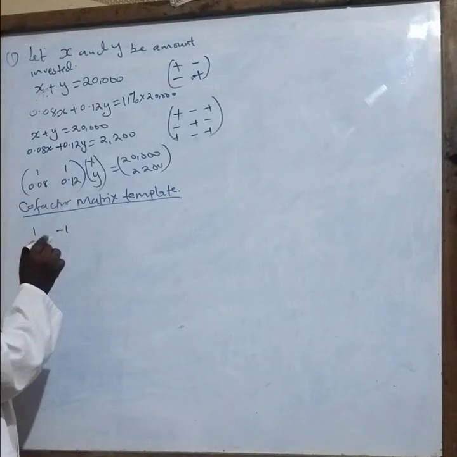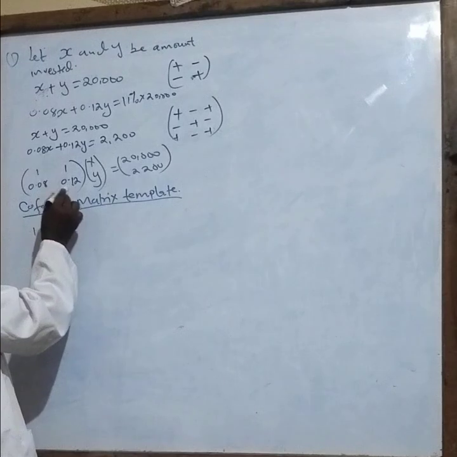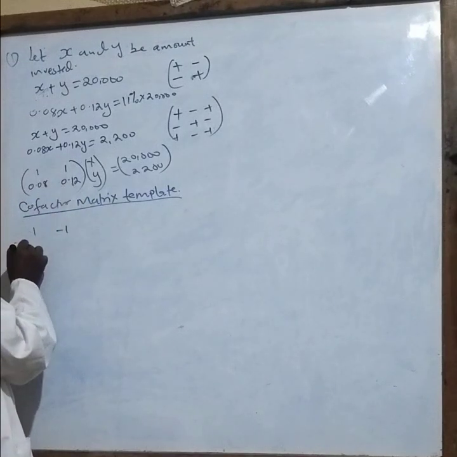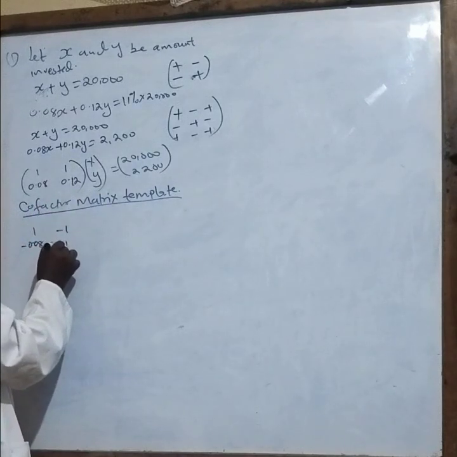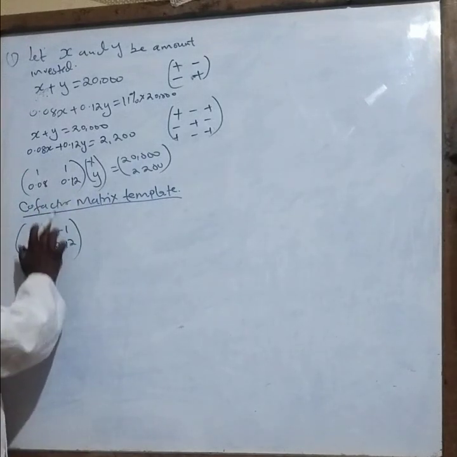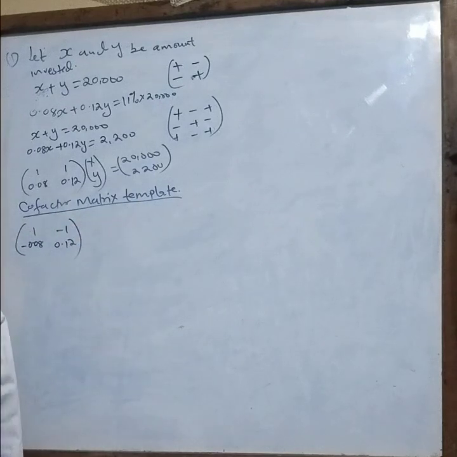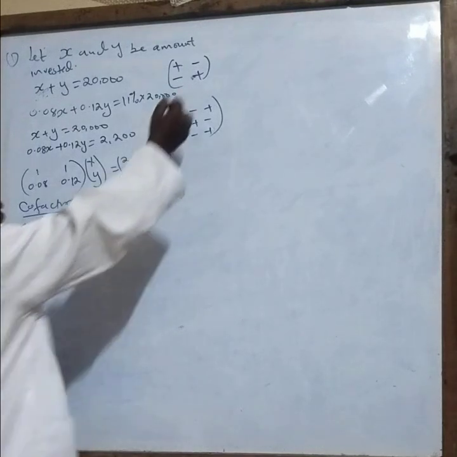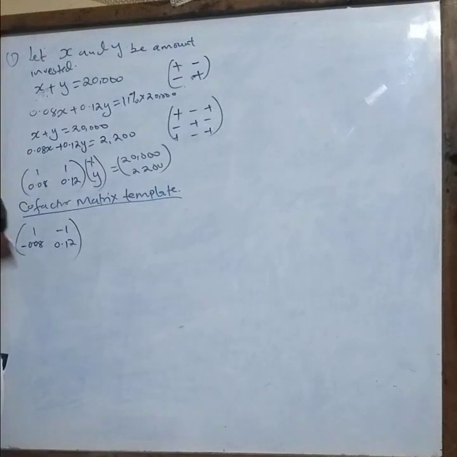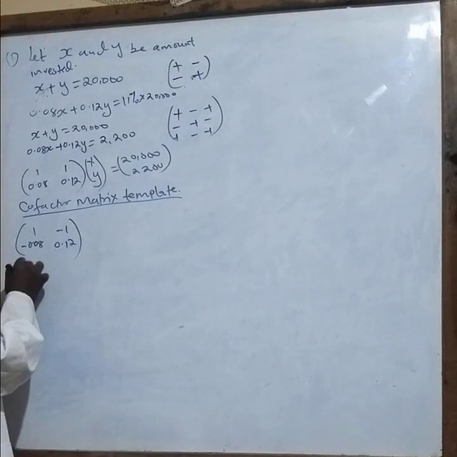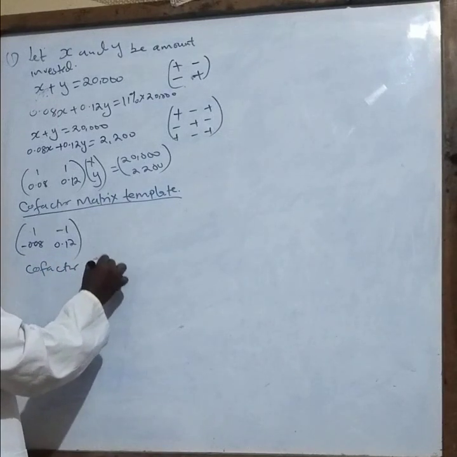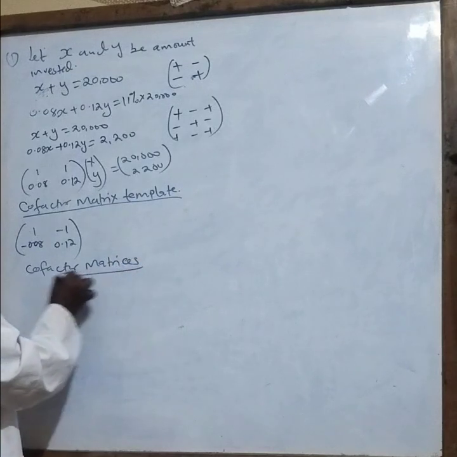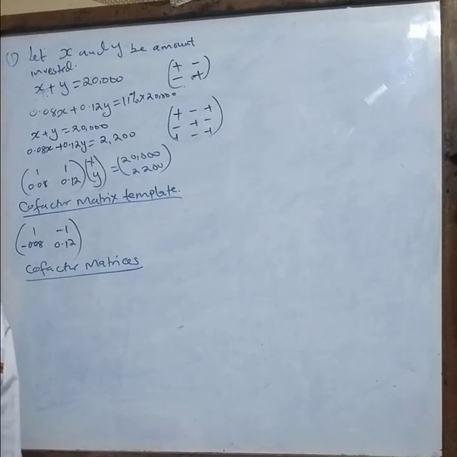Then the second row, which is 0.08 and 0.12: this one will be negative 0.08, then this one will be a positive 0.12. This is what we call the cofactor matrix template, using a 2 by 2 matrix. Immediately after that, we now come up with what we call the cofactor matrices.